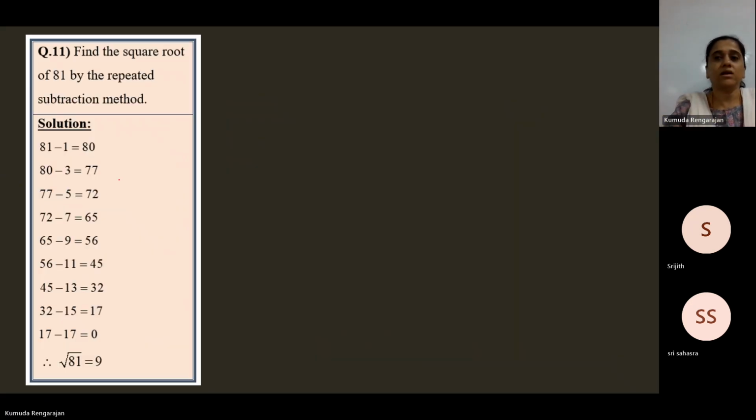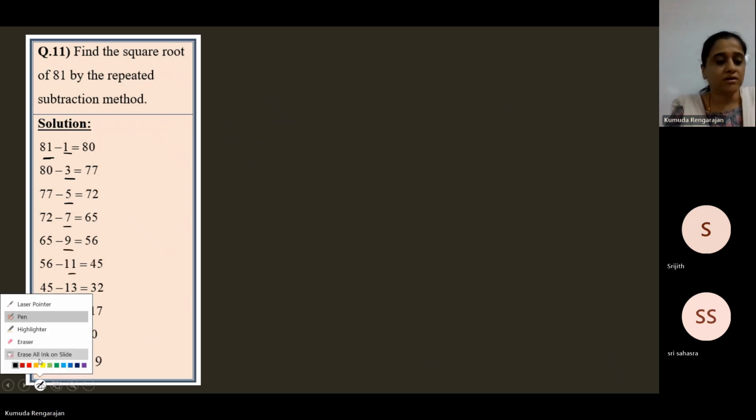Now here, in this method, we'll be making use of the odd numbers. Now write this number 81 minus 1. See the odd numbers 1, 3, 5, 7, 9, 11, 13, 15, 17. So first, the given number is 81. 81 minus 1, 80. Now write 80 and take the next odd number 3.